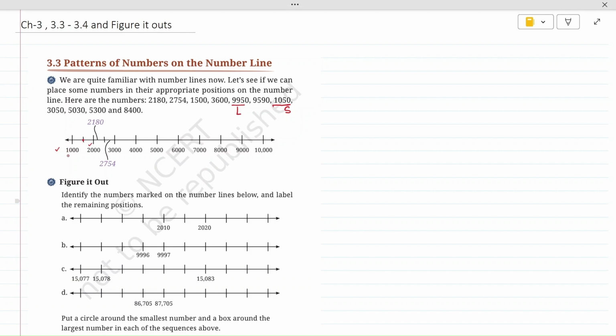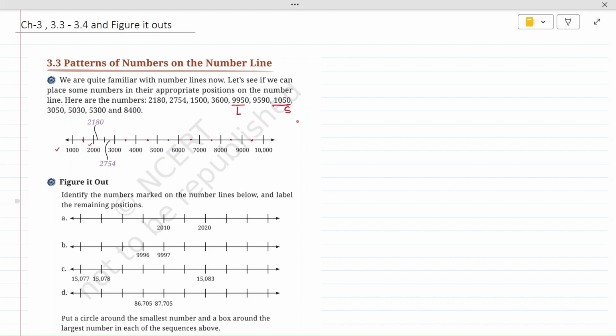So the midpoint between 1000 and 2000 will be 1500, right? So we can keep this in our mind that this is the 1500 number, which is the middle point of this difference. Similarly, this is 2500. Somewhere here in the middle, it will be 3500, 4500, 5500, 6500, 7500, 8500 and 9500. So all these are the midpoints marked here.